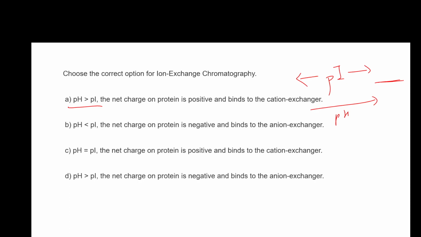Good afternoon, ma'am. Sorry, ma'am. Good afternoon. Please answer the question. Yeah, ma'am. pH greater than pI, I think it will be negatively charged, because of fewer positive hydrogen ions. When pH is lower, it has more hydrogen ions.